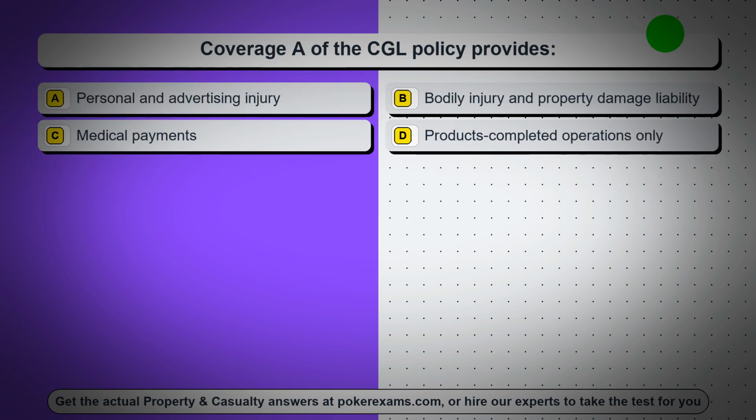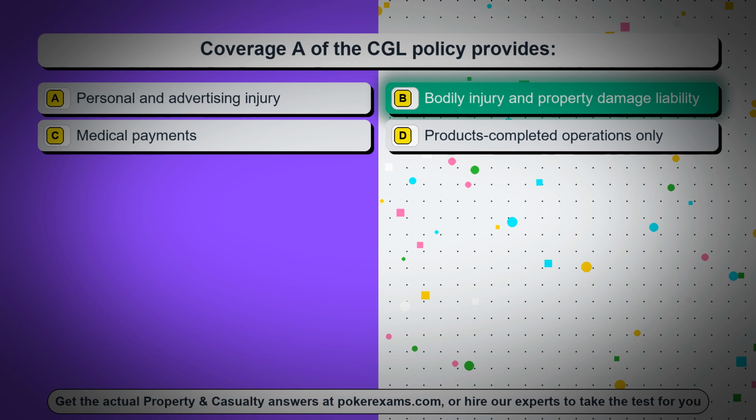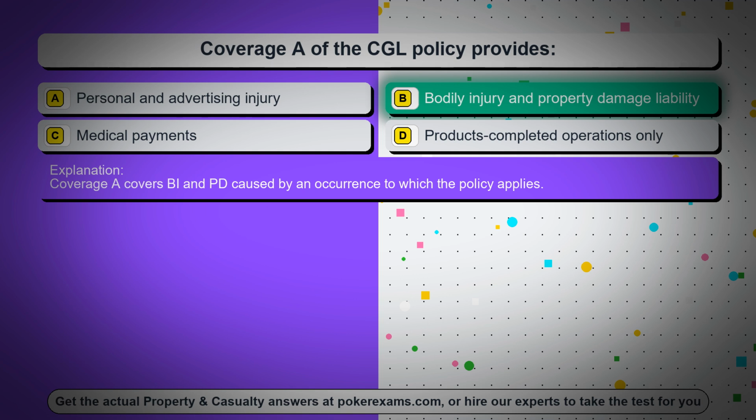Question 31. Coverage A of the CGL policy provides. Option A, personal and advertising injury. Option B, bodily injury and property damage liability. Option C, medical payments. Option D, products completed operations only. The correct answer is option B, bodily injury and property damage liability. Coverage A covers BI and PD caused by an occurrence to which the policy applies.